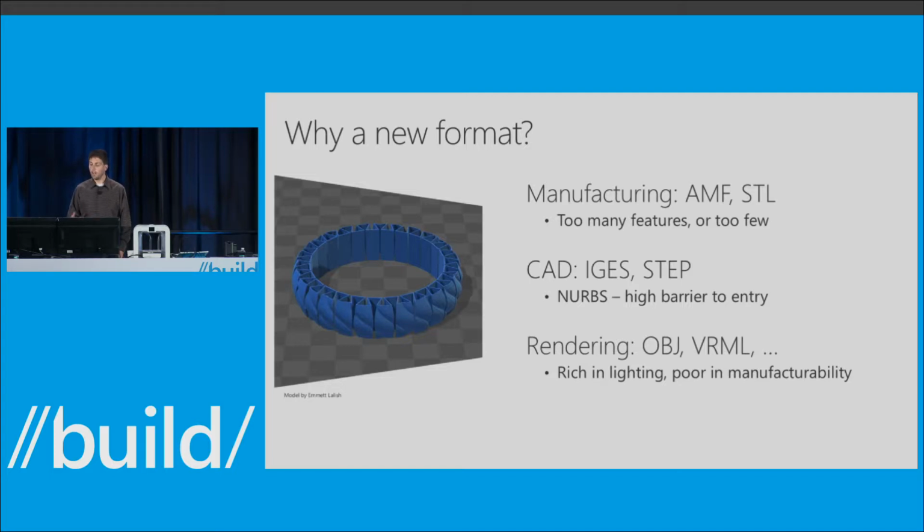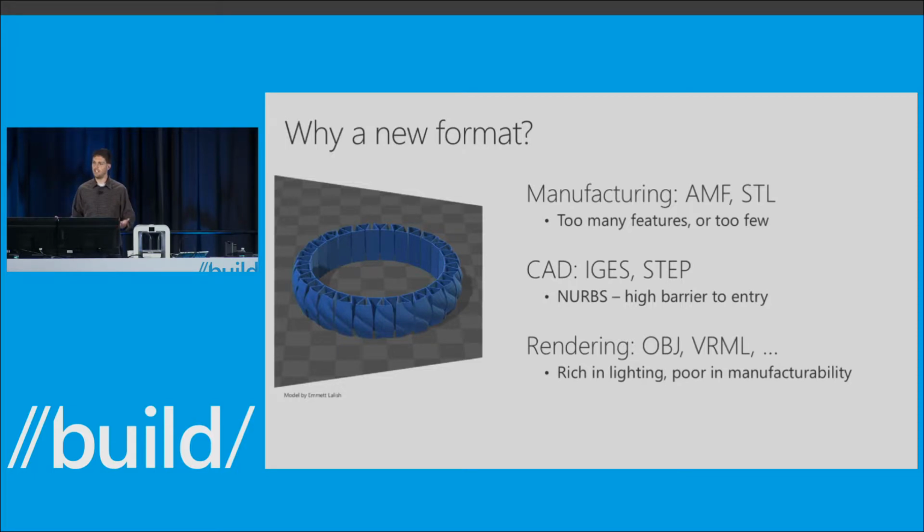Now, a lot of what's been used in the 3D printing industry is actually sort of repurposed rendering formats. Things like OBJ, VRML, there's many more. And the problem with these formats is they're really not targeted at 3D printing. So they've got all kinds of great information about lighting and fog and whatever you might need for rendering, but that doesn't matter to us.